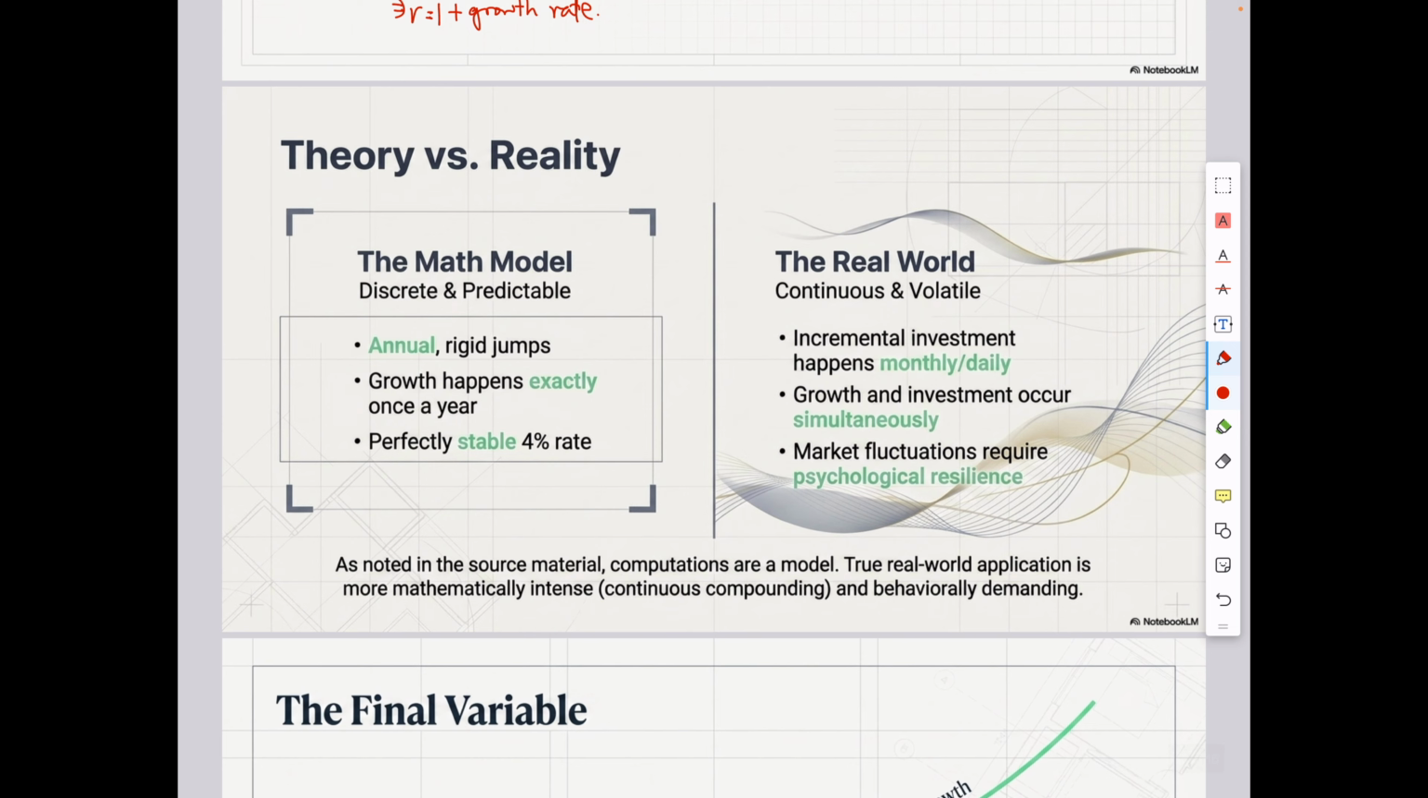The real world is actually continuous and volatile. The incremental investment happens monthly, daily, yearly, up to you to choose. The growth and your investment amount happen simultaneously, because as much as you are putting in annual contribution with increment, the rate of interest earned per year keeps changing. That is what we're going to look at in reality, what progression actually models it, in the next video. So you definitely have to come back again to know what's the real deal.